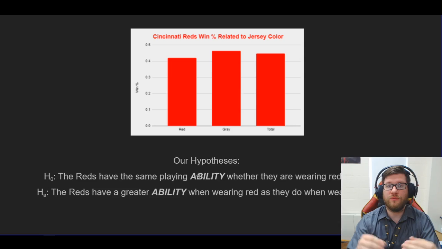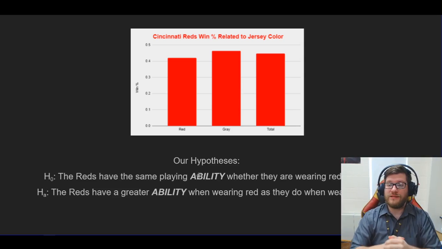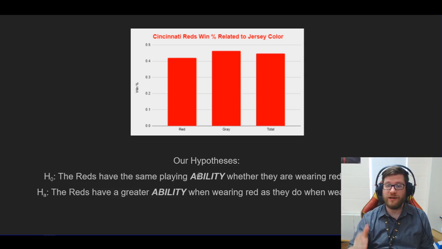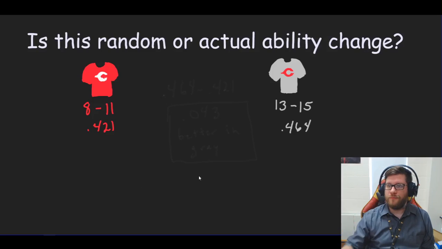Okay, so remember, we're focusing on ability, not performance. The Reds have the same playing ability whether they're wearing red or gray is our null hypothesis, and our alternative hypothesis would be that their ability improves, or they get better while wearing gray. You could also say the same thing, like they get worse while wearing red, if that makes sense. So, is this random, or is it an actual ability change? That's our question.